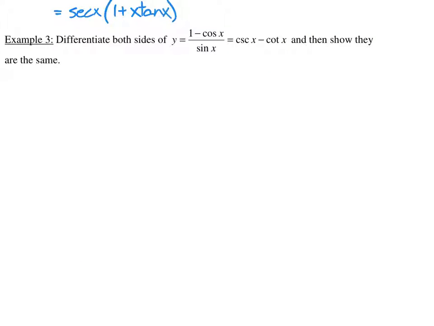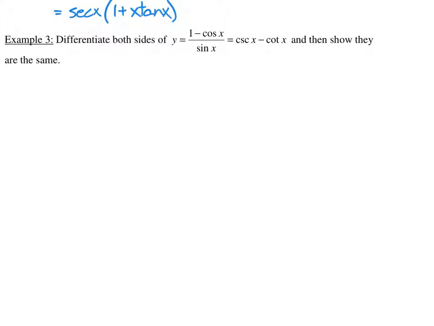So here we have example 3. We're going to prove that the derivative of both of these is equal. Now, if I were to separate this left side into 2 separate fractions, I would get cosecant minus cotangent. And basically what we're doing here is proving that even if you have equivalent expressions, when you take the derivative, you'll get the same thing.